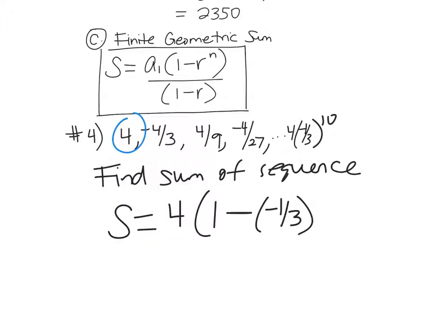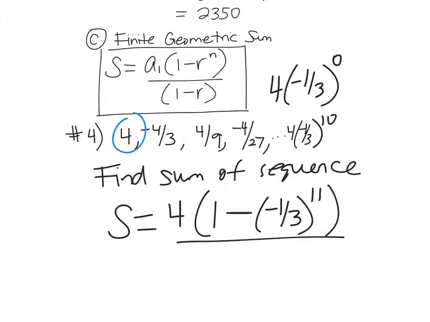And how many numbers are we doing here? It looks like 10, but it's not. This part's hard, yeah? There's 11. There's 11 of them. Do you see this right here? This 4 times -1/3 to the 0 would give us this first term. So there's actually 0 through 10 numbers. So there's 11 of them. To the 11th power over 1 minus -1/3.